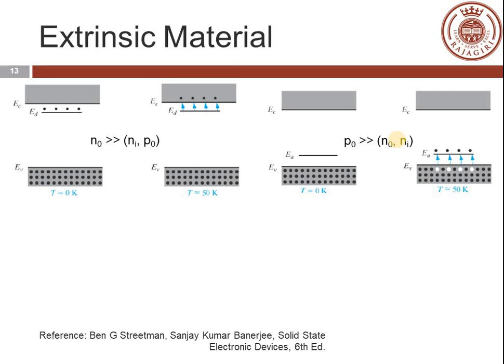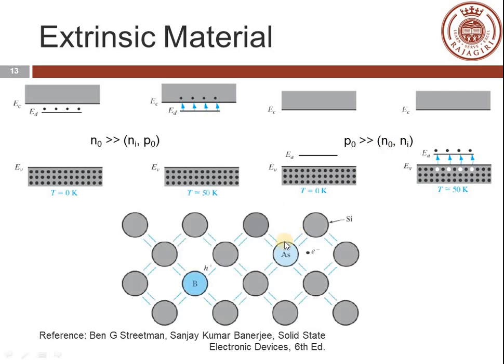So these are the band structures of extrinsic material. We will also see the bond formation. If it's a pentavalent impurity, for example, it can be arsenic. Arsenic has 5 electrons at the valence shell. So it will form 4 covalent bonds with 4 of its silicon neighbors. But 1 electron is left out, and this electron can contribute to conduction.